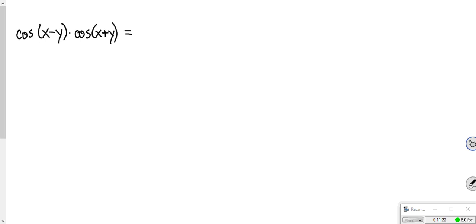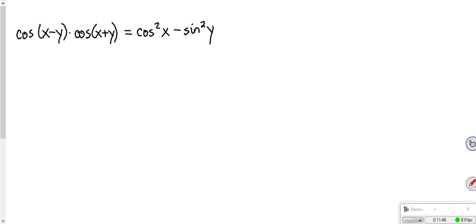We're trying to verify that it equals cosine squared x minus sine squared y. Okay, now this one gets a little funky. So first I'm just going to focus once again on the left-hand side. I'm going to use my sum and difference formulas. I'm not going to write them again.